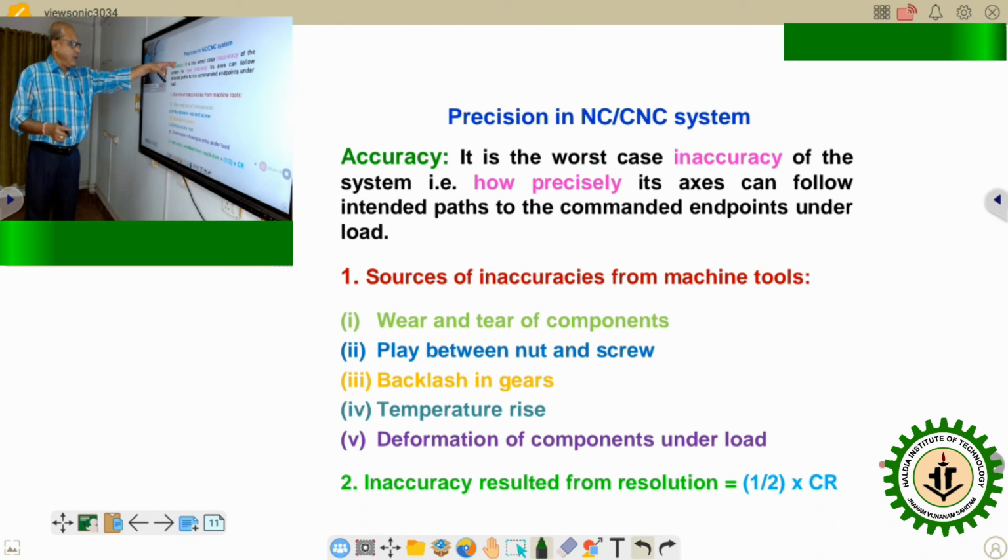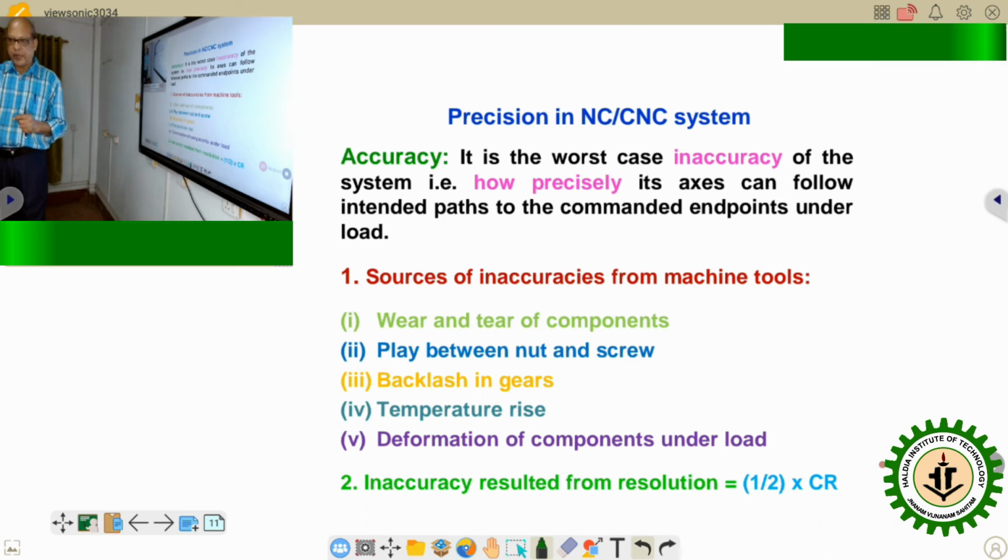Accuracy. Accuracy is the worst case inaccuracy of the system. That is, how precisely the machine axis can follow the intended path to the commanded endpoints under load. Because the tool is supposed to be exposed to severe conditions while cutting, it will definitely be under loading condition. So under loading condition, if you instruct the tool to move to a particular defined point, what value it can assume exactly during cutting, that difference is your level of inaccuracy.